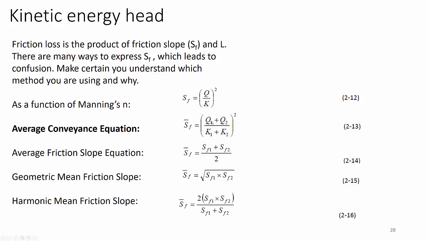The average conveyance is Q1 plus Q2 over K1 plus K2, squared. Simple, add them all up and then square them. That's the average friction slope for a cross section, or S sub F1 plus S sub F2 divided by 2. So one's a conveyance slope, one's a friction slope. The conveyance slope is the one we mostly use. There's also the geometric mean and the harmonic mean. We typically use the average conveyance equation for S sub F. It's the easy one to use.